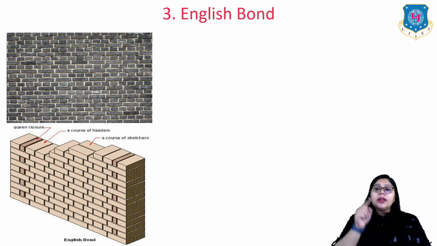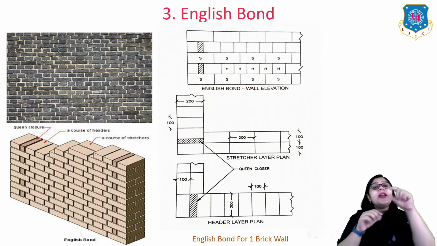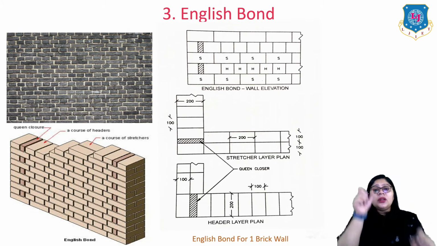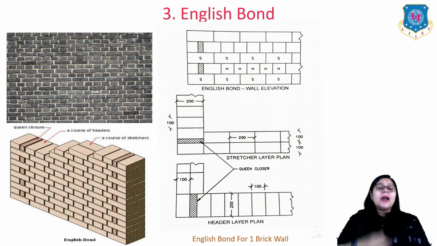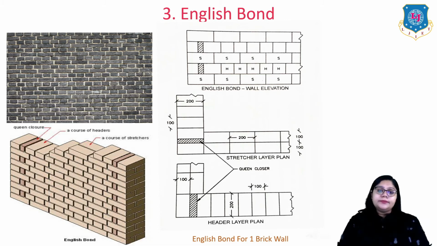And again here we are going to use the queen closures to avoid the vertical lines being in the same position. So here you can see the English bond where one layer has the stretcher, another has the header, with one queen closer, right? And alternating the similar pattern, we will get a wall of English bond.